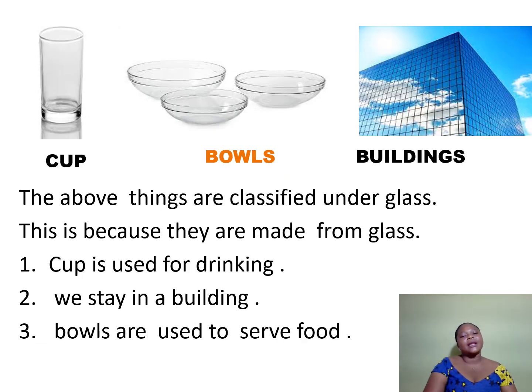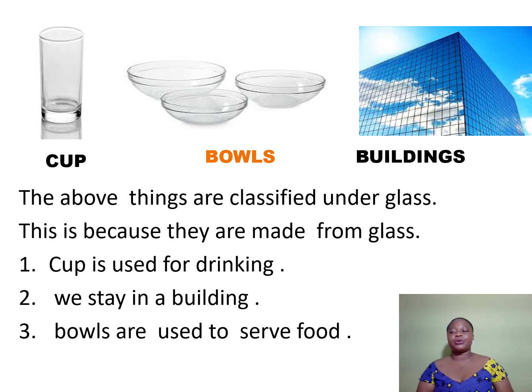Alright, so let's come to the next slide. And what is this? Can you tell me? This is a cup. What is it made up of? Is it glass, metal, or wood? Yes, this is glass. A glass cup, glass bowl, and buildings. Can you see? It's like a mirror. Have you seen this building before? Good. So the above things are classified under glass. All these things you can see here are all classified under glass.